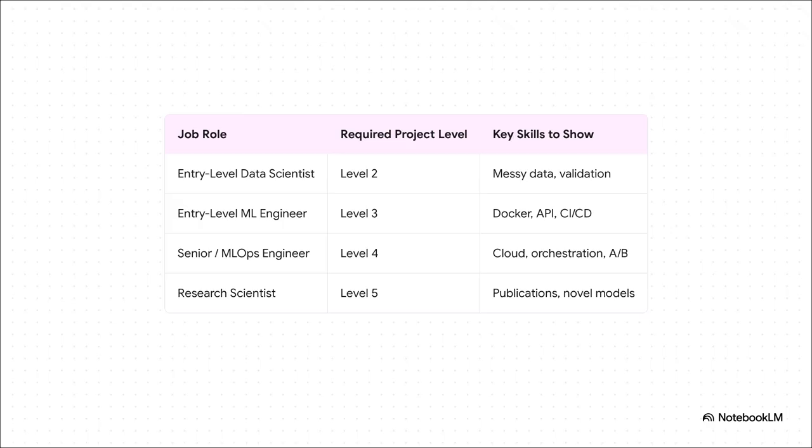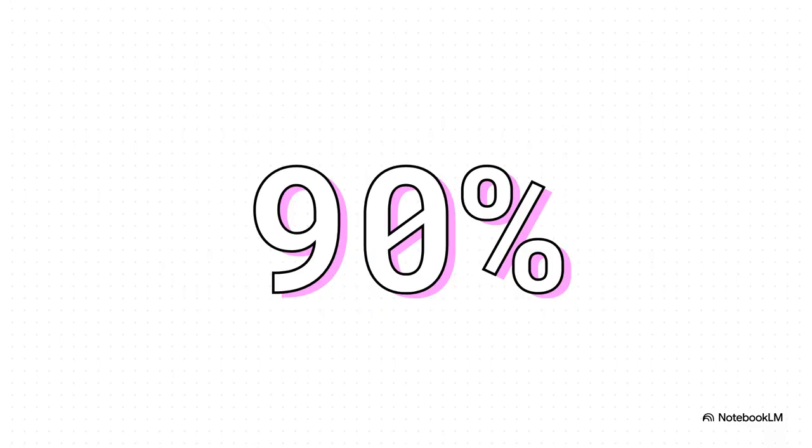Now, for an entry-level machine learning engineer, level 3 is pretty much the minimum. They need to see you can put a model in a Docker container and serve it up with an API. Senior roles and MLOps positions, that's going to require level 4 skills. And if you want to be a research scientist, you've got to bring that level 5 frontier pushing work to the table.